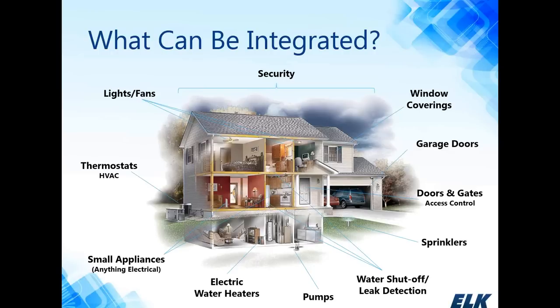So again, the M1 provides security. We can also control things like lights, fans, small appliances, thermostats, whether they be some hardwired thermostats that we work with or some wireless thermostats, so you do have both options there. We can control things like electric water heaters, pumps. We have a water shutoff valve that can be controlled through the M1 and tied in with leak detection devices. We can control garage doors and gates, and also, looking again at the access control. And then some of our partners also offer shades and blinds that can be controlled from the M1 as well.